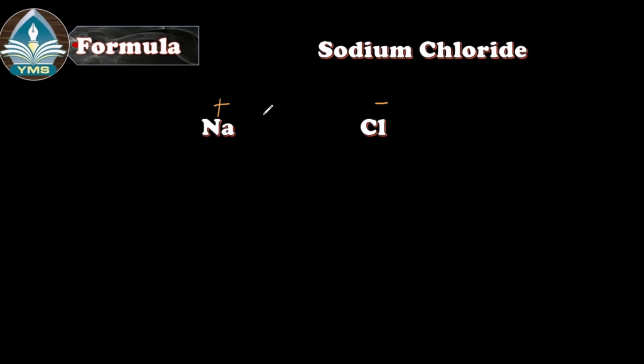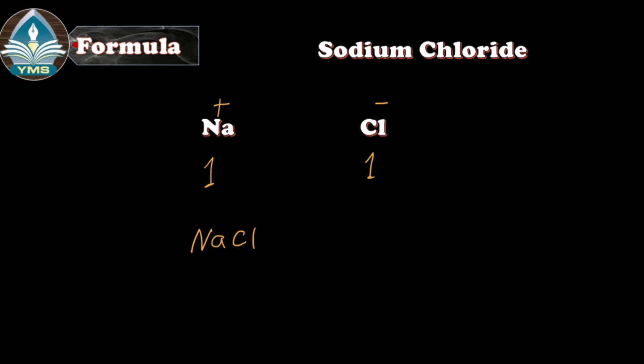If we have the same number of charges, not the same charges, we have positive and negative, but we have the same number. Here we have 1 charge and here we have 1 charge. So the number of the charges balance each other. We need 1 sodium, and to balance that we need 1 chlorine, so nothing to do. So the chemical formula of sodium chloride is NaCl.